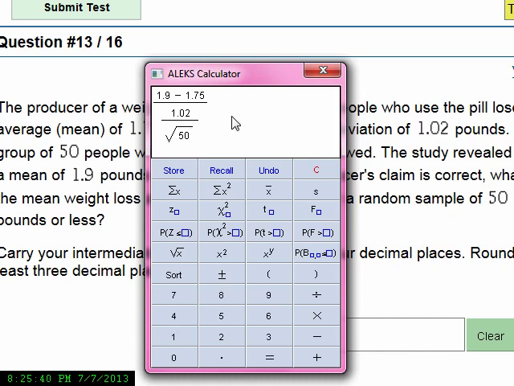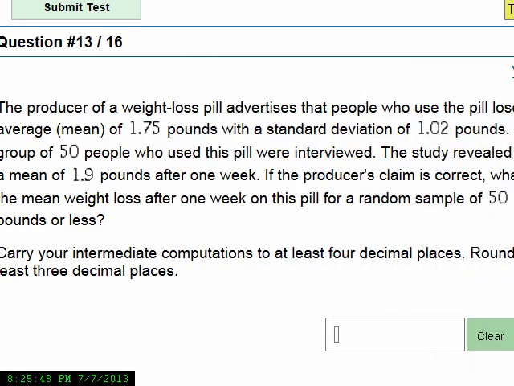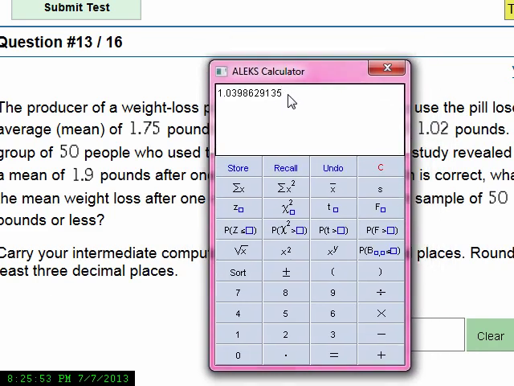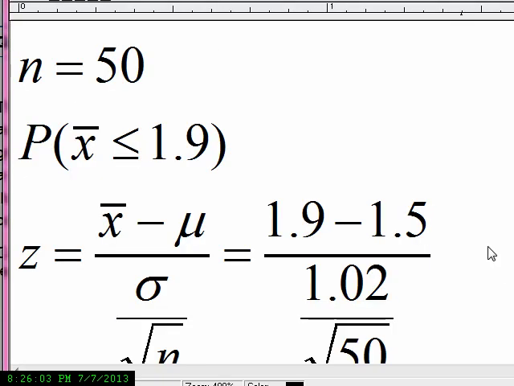And so when we compute that z-score, we want to find that it's 1.9 or less. So let's go ahead and compute that. And it's 1.039, and they tell us to carry it to 4 decimal places. So I want to find the probability that z is less than that. So if you wrote it on your paper, it would be 1.0399. So that's equal to 1.0399. Just in case the ALEKS calculator freezes, it's just good to capture some of this stuff.